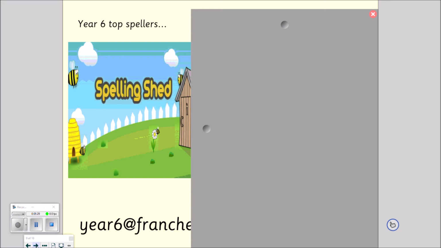And to finish off our daily spelling lesson today, we are going to reveal our Year 6 top spellers. Okay, well done to all the children who have been logging on Spelling Shed. We're having a look every day and we're really pleased by the amount that you are engaging, and the fact that so many of you have been sending work in to the Year 6 email as well. Okay, here we go.